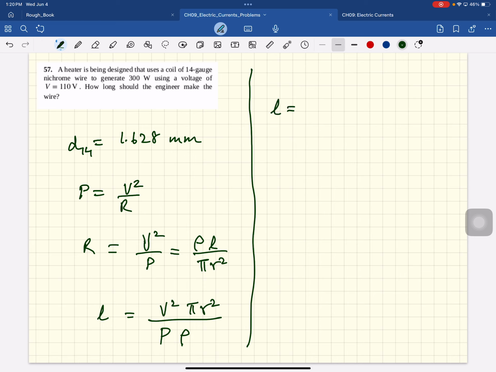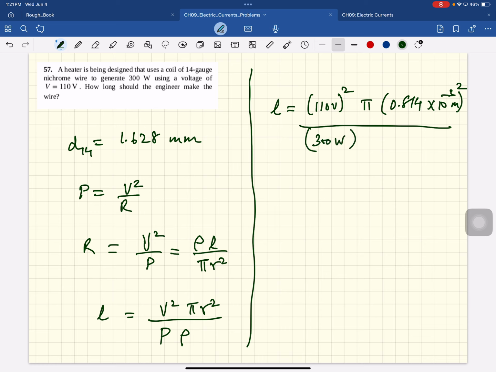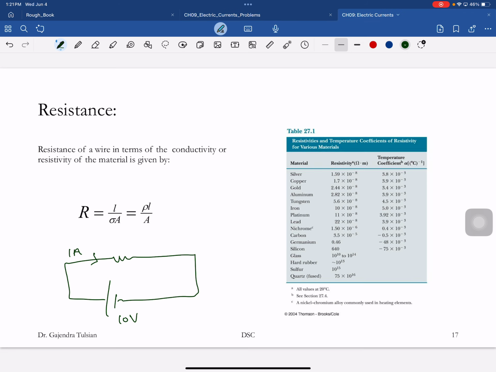So the length of the wire you need is V square, 110 volts square, times pi R square, where R is 0.814 millimeters, over power, which is 300 watts, times the resistivity of nichrome. So nichrome resistivity is 1.5 times 10 to the minus 6.